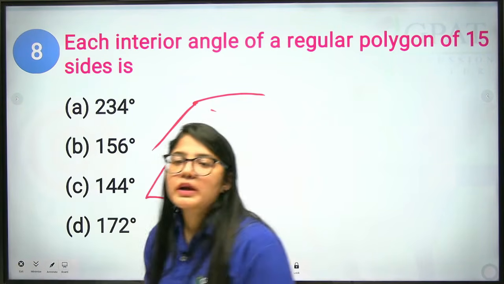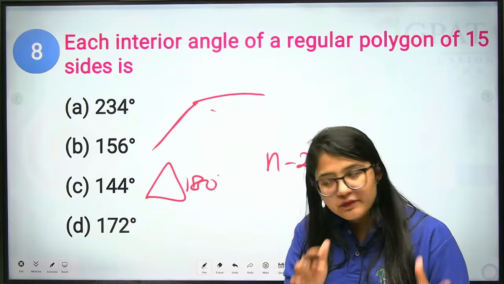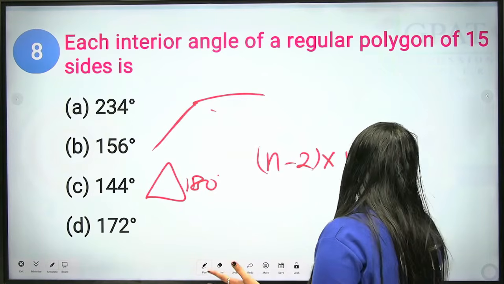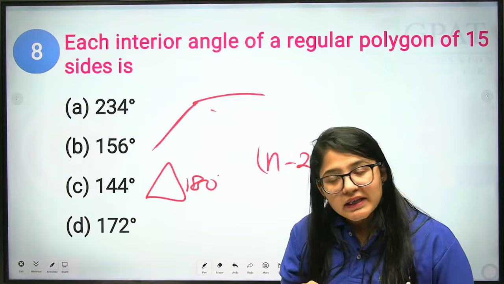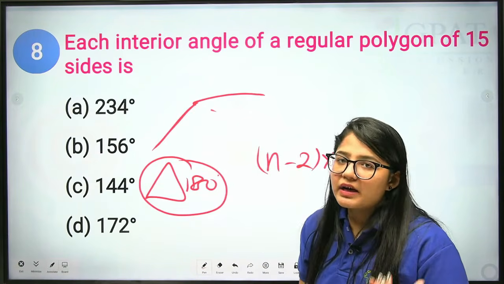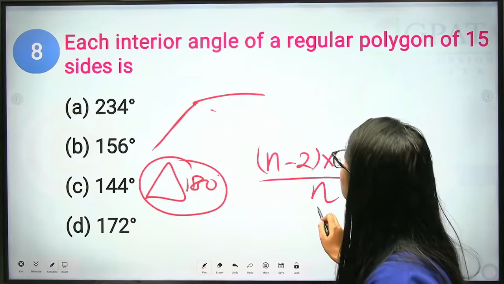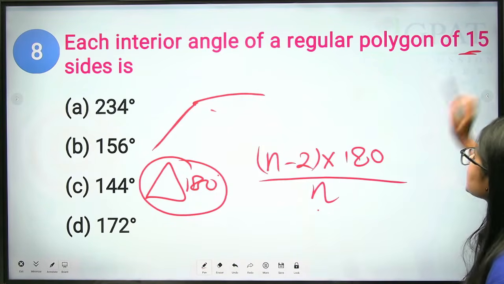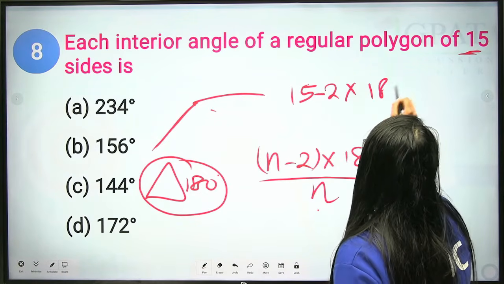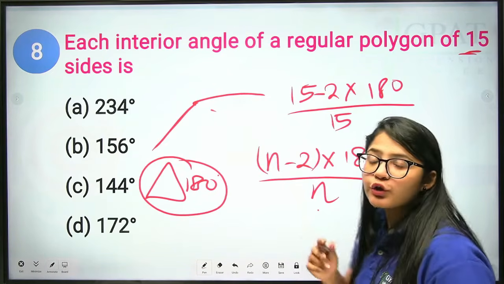So the formula will be (n-2) into 180 degrees. You just need to memorize the formula, (n-2) into 180 degrees. Now from where did this 180 degrees come? From here, the basic angle of a normal triangle. Next we have n, so n stands for 15 sides. So (15 minus 2) into 180 upon 15. Clear? Now you need to calculate this.